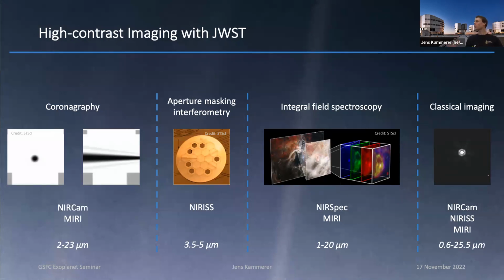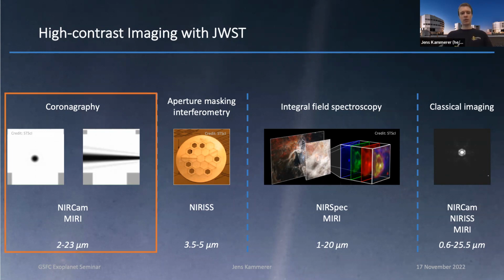With JWST, we have a whole suite of instruments, and basically you can do observations of faint companions with all of those instruments. I grouped them here into 4 different modes. The 2 major ones that are actually designed for high contrast imaging are coronagraphy and aperture masking interferometry, which are also the modes where I've been involved with the commissioning of these observations. Then there's also integral field spectroscopy, which I will touch upon a little bit because we've done some observations in the early release science program with this mode as well. And of course, you can do classical imaging over the whole wavelength range accessible by JWST. But for reasons of time, I will not go into too much detail about that.